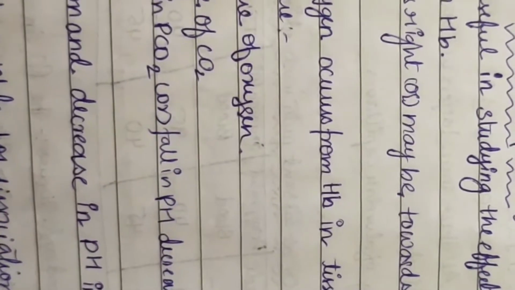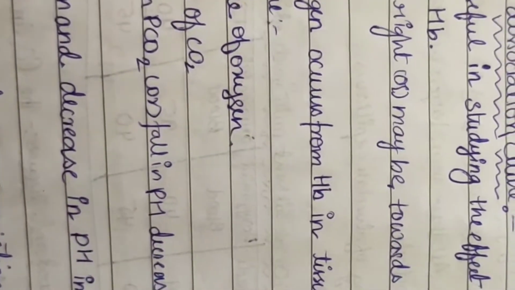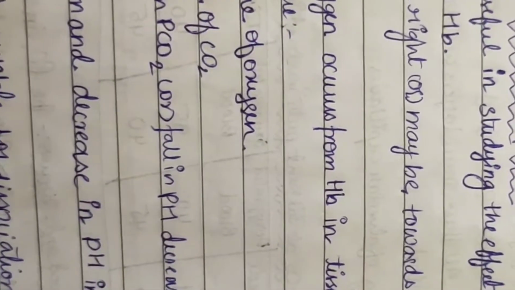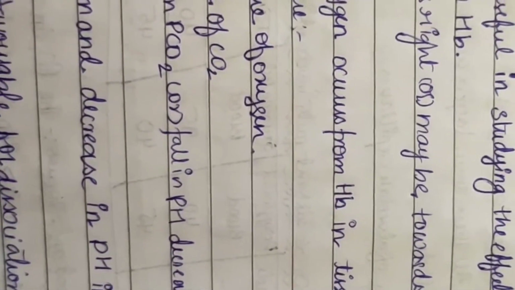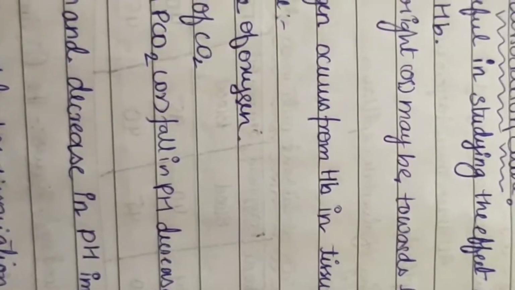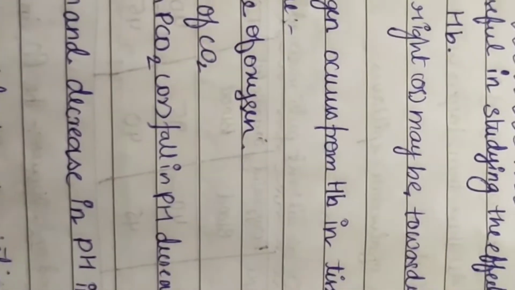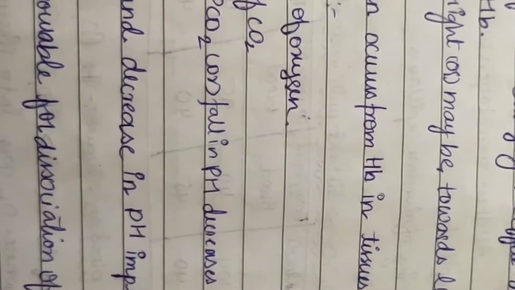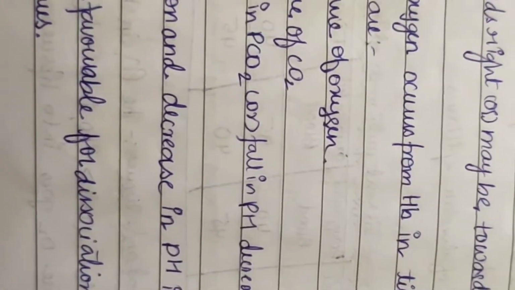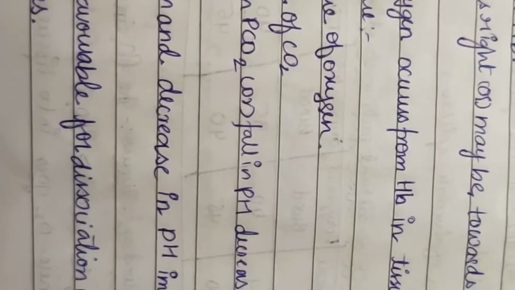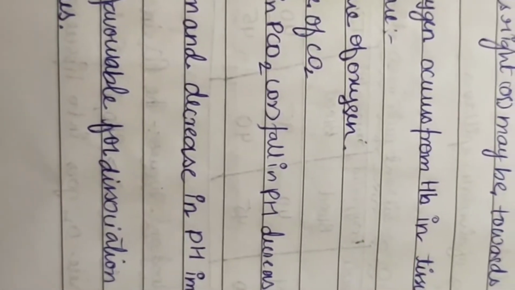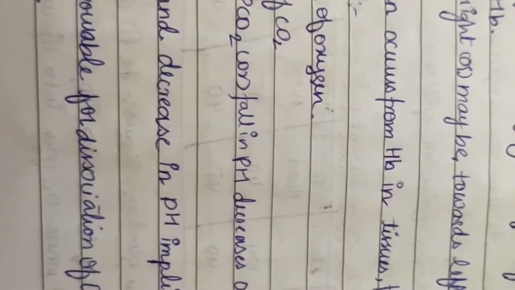Factors involved in shifting the curve towards right are low partial pressure of oxygen, high partial pressure of CO2, then Bohr's effect. For example, a rise in PCO2 or fall in pH decreases oxygen affinity of hemoglobin, with a rise in the P50 value. Then high hydrogen ion concentration and decrease in pH, which implies increase in acidity, then high temperature. All these factors are favorable for dissociation of O2 from Hb, which occurs in the body tissue.